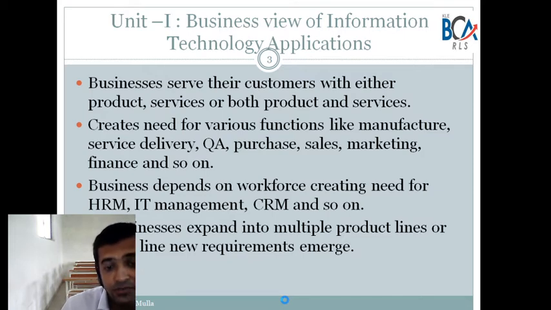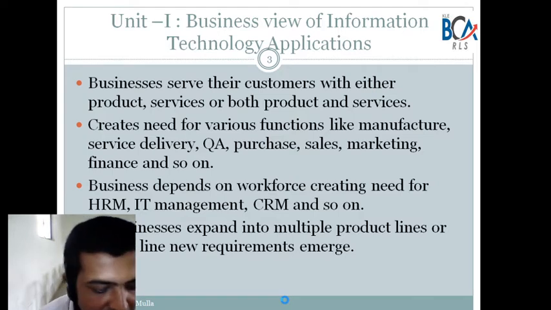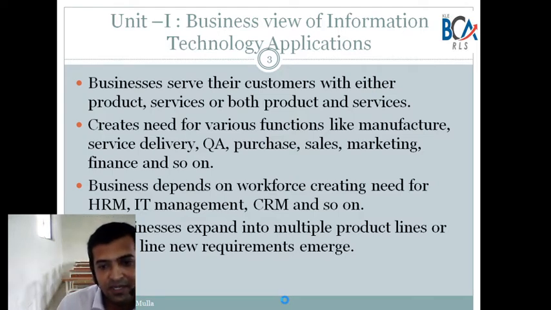Now, as soon as the business grows, it also depends on workforce. The more people who join the business, the more policies there need to be. So for that, you need to have your HRM, the human resources management. You should have your information technology management, customer relationship management, and so on. As businesses expand into multiple product lines or service lines, new requirements emerge. Now, this slide is about what kind of businesses there are.